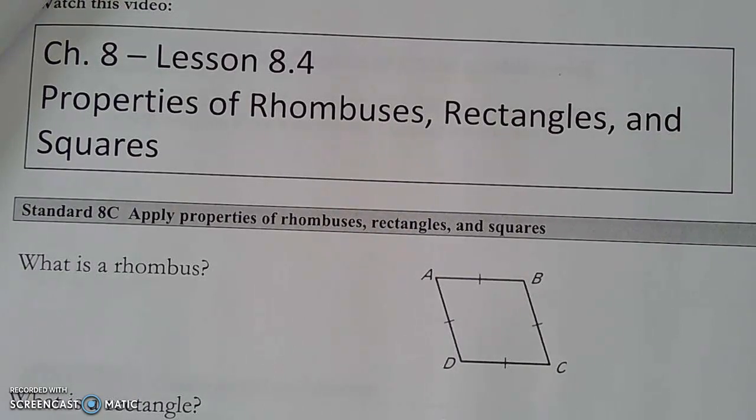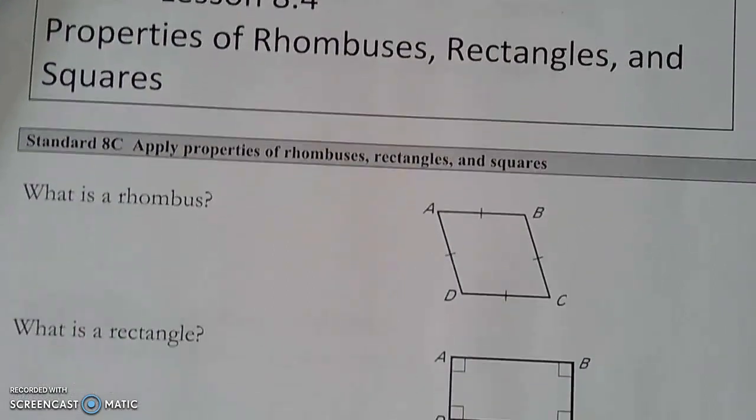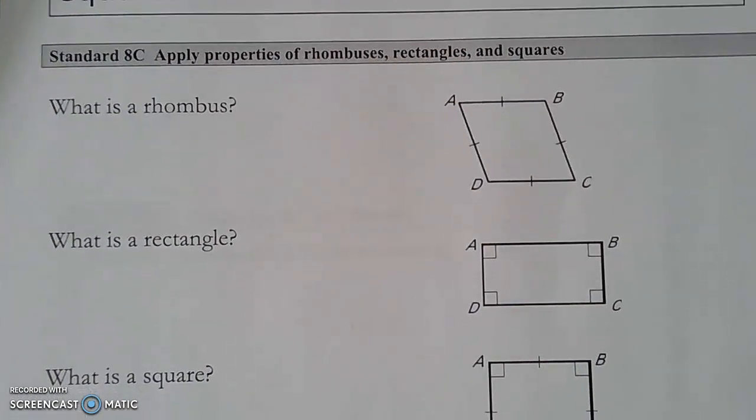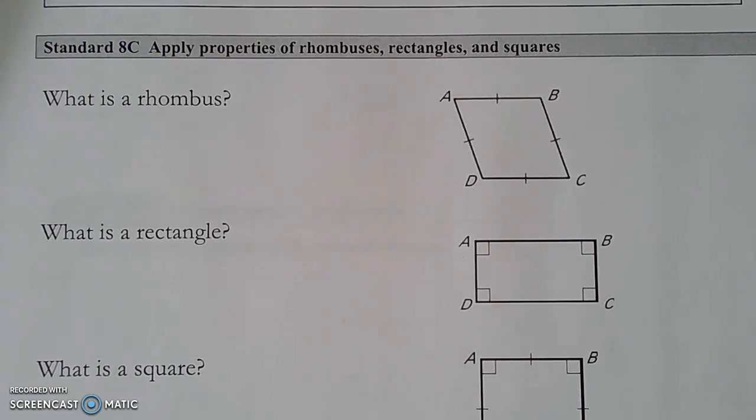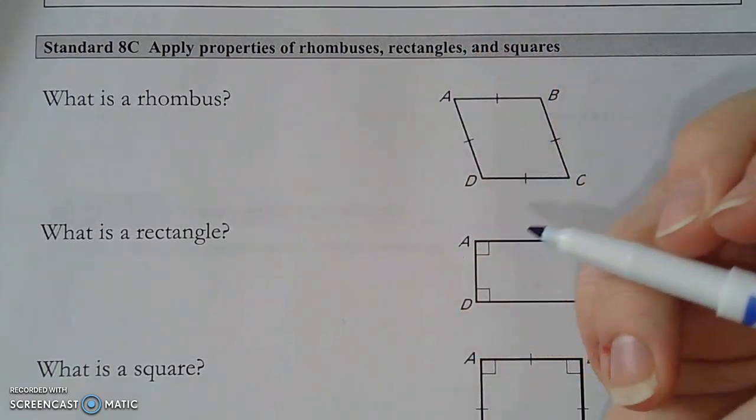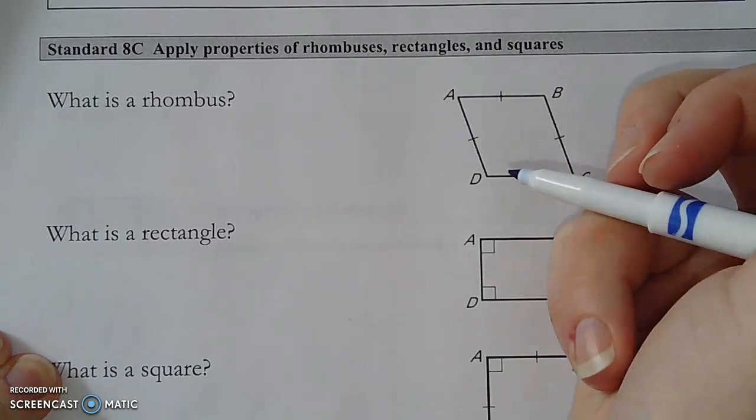All right, we're in lesson 8.4, properties of rhombuses, rectangles, and squares. So first thing we have to start with is what is a rhombus, what is a rectangle, and what is a square. They are very similar and very different. Let's just start with talking about angles.